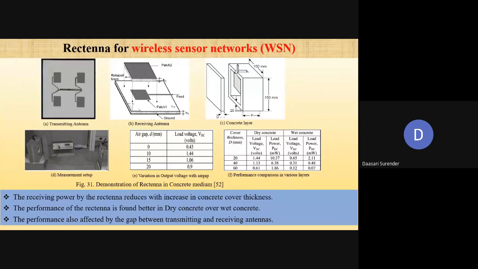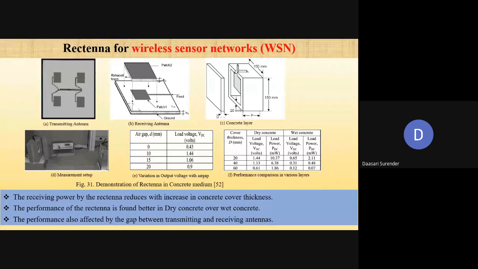It was also observed by increasing the thickness of the concrete layer, and for different distances between the transmitting and receiving antennas. From the experimental results, it is observed that the performance of the rectenna is good when it is placed in dry concrete compared to wet concrete. The voltage offered is 0.65 when it was placed in wet concrete, and when it was placed in dry concrete, the maximum output voltage achieved was 1.44.